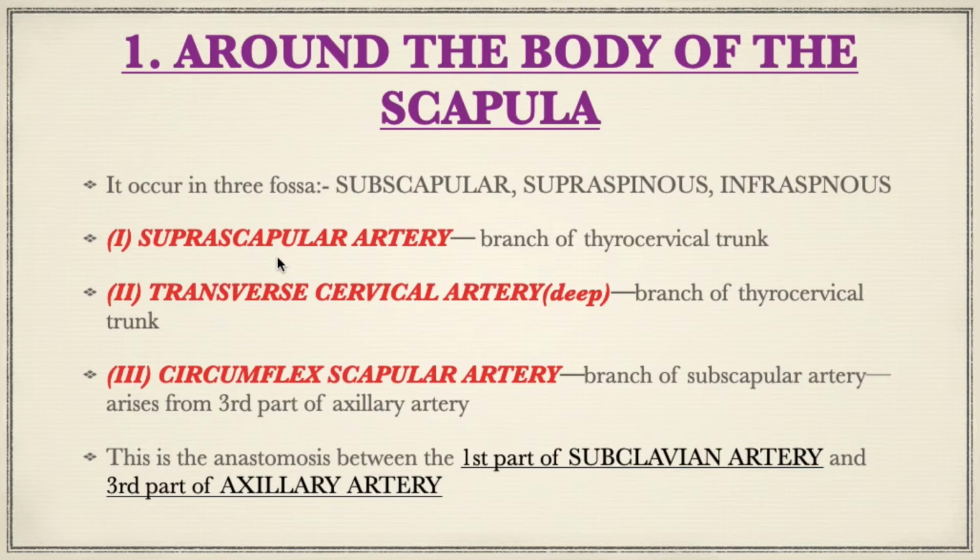So what are the three arteries which anastomose here? First is the suprascapular artery. The suprascapular artery is a branch of the thyrocervical trunk. Second, the deep branch of the transverse cervical artery, is also a branch of the thyrocervical trunk. And the circumflex scapular artery is a branch of the subscapular artery, which arises from the third part of the axillary artery. The thyrocervical trunk originates from the subclavian artery.